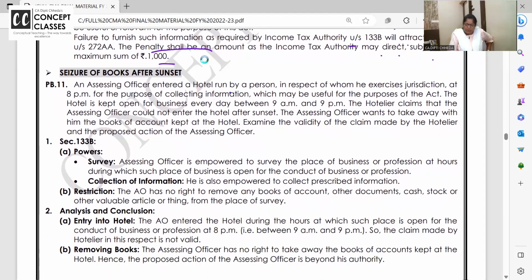An AO entered a hotel run by a person at 8 p.m., and the hotel's timing was 9 a.m. to 9 p.m. The hotelier claims that the AO could not enter after sunset. It's not right. The AO wants to take away the books of accounts. They can, but not for more than 15 days. Examine the validity of the claim.